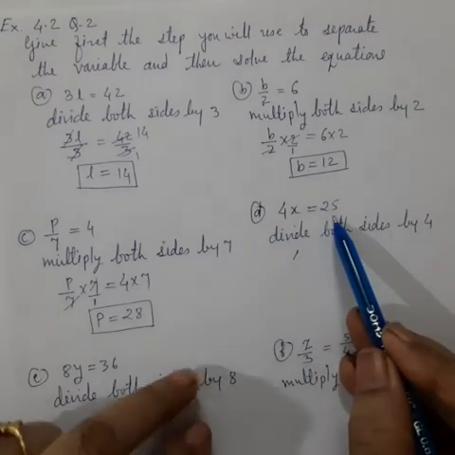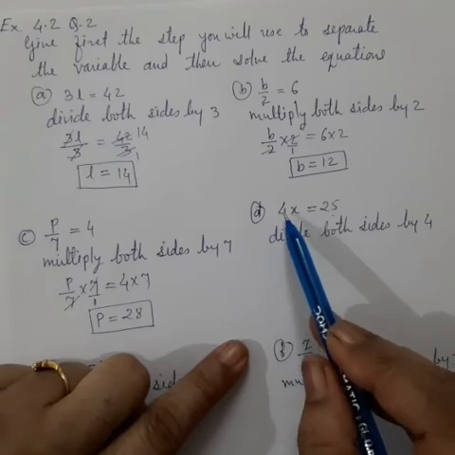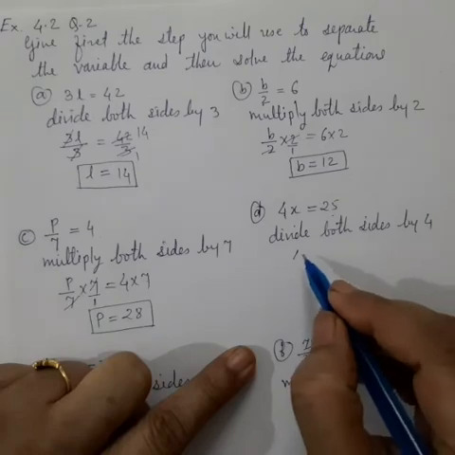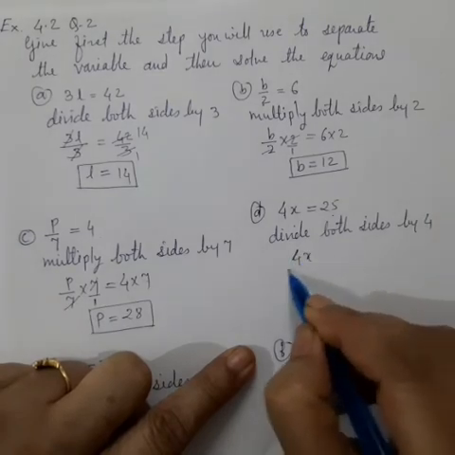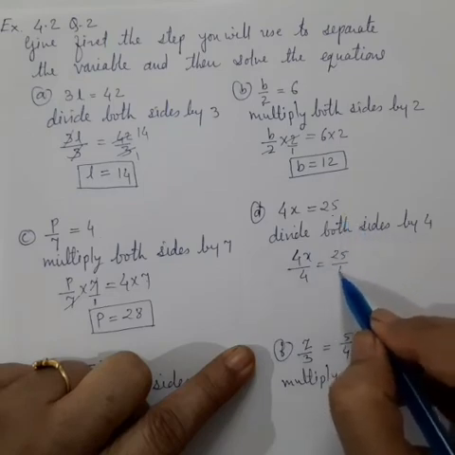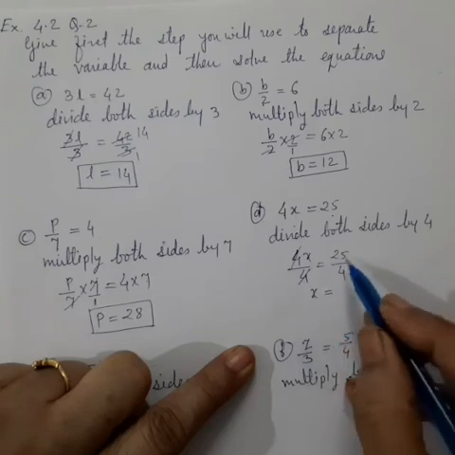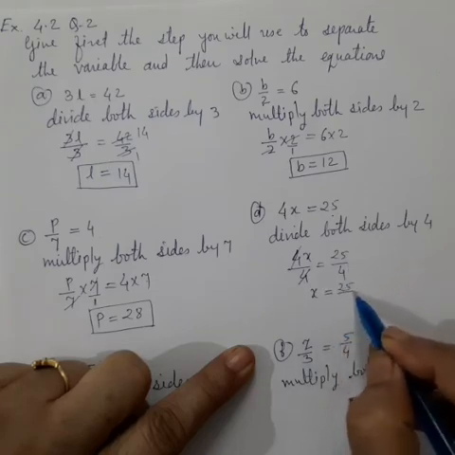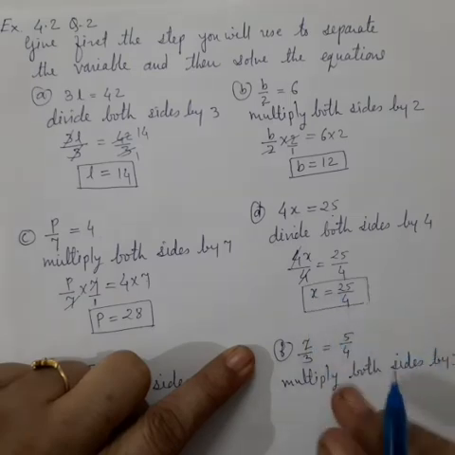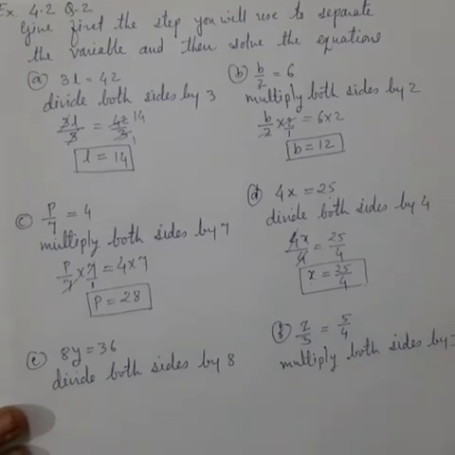4x equal to 25. Now to cancel this 4, we have to divide this by 4. So we'll get only x on left hand side. So divide both sides by 4. 4x divided by 4 equal to 25, our right hand side, divided by 4. So this 4 will be cancelled. Only x will be on left hand side, and you can write it as it is, or you can convert it into decimals also. So x equal to 25 by 4 is our solution.